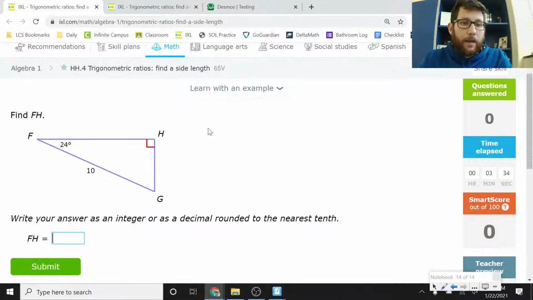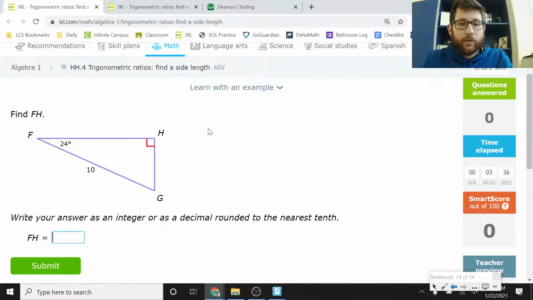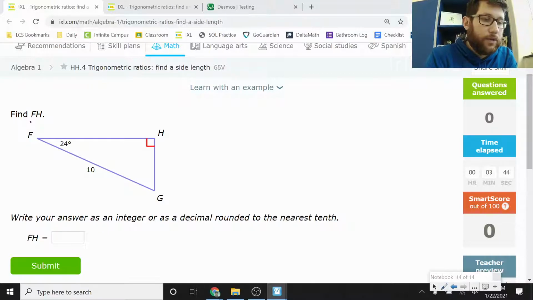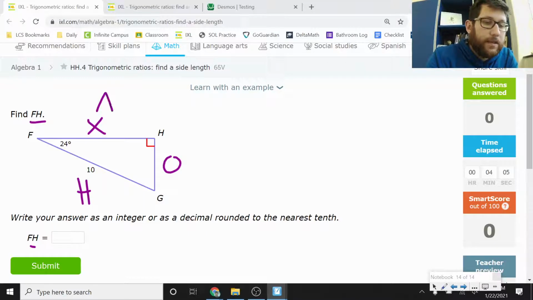Let's start with this first IXL, the HH.4. Now, the first thing we're going to do is find our variable. Notice what they ask for. They've got FH here, and FH is where our x is going to go. So our x is going to go on FH. That's very important that we do. So we labeled our variable. Now we're going to label our sides. So this is my H side. Now opposite my angle is over here, and this is my A side. So we found our variable, we labeled our sides.